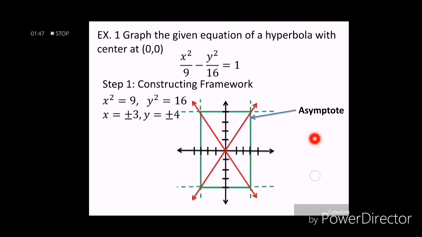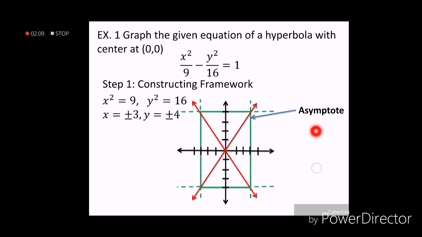Yung quadrilateral na to will be the one to give us the idea kung ano yung itsura ng graph ng hyperbola. And you will notice, since we have 4 corners, we are going to add asymptotes doon sa ating mga corners. So that will serve as our guide in graphing our hyperbola. Ito yung ating asymptotes. Titrace lang natin yung corner to corner ng ating quadrilateral.